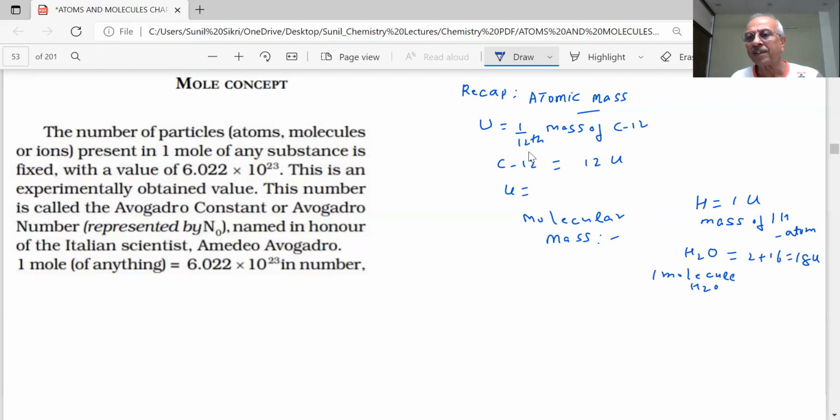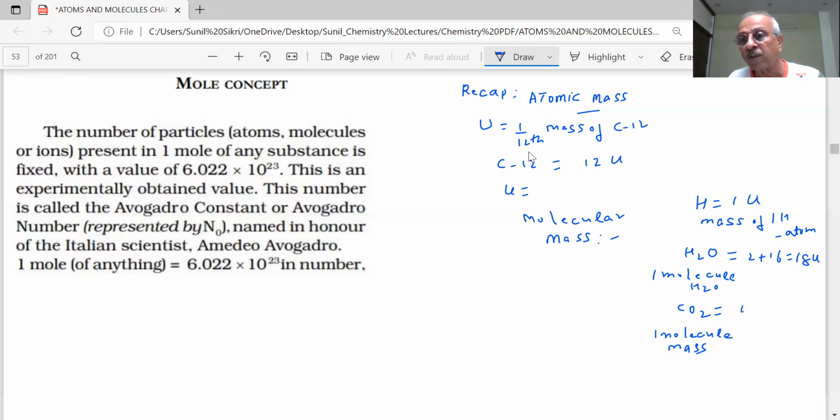That means what we are talking about here is the mass of one atom, the mass of one molecule. If I take carbon dioxide, for example, what will be the mass of one molecule of CO2? I give you 1 minute to answer the question. What is the mass of one molecule of CO2 in terms of atomic mass units relative to the mass of carbon 12 taken as 12 units? What is the value coming?